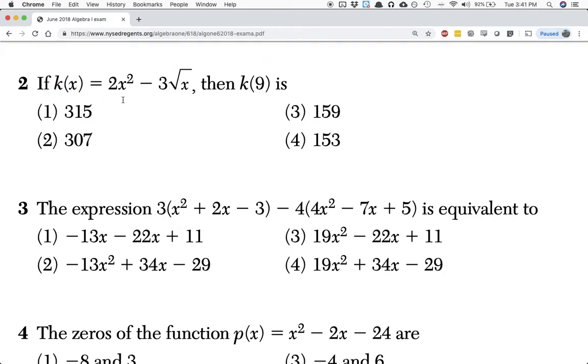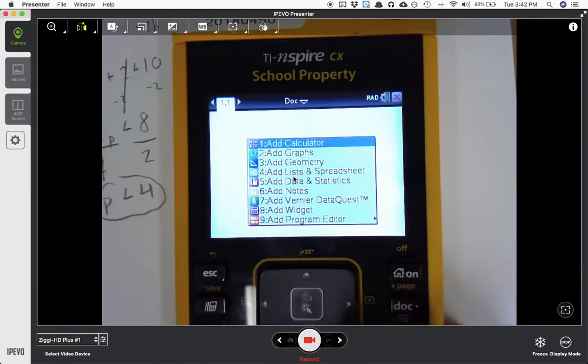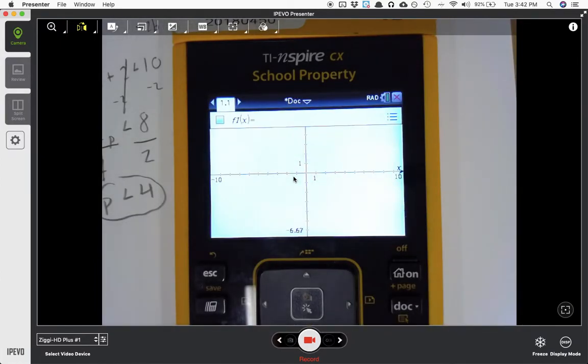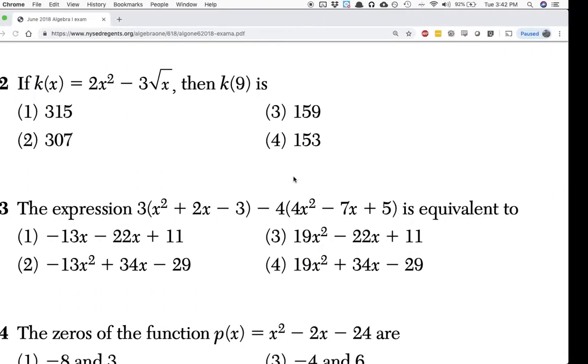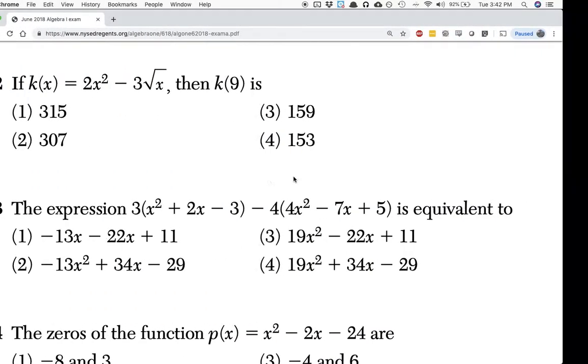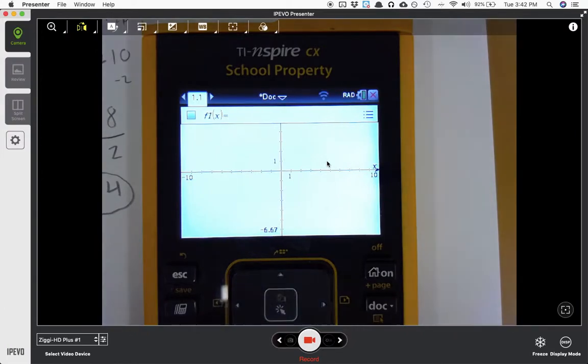all right, all else fails, I know I can go to my graph. So I'm going to go to my graph. I will add a graph, and I'm going to just plug in the function, right? So I've got 2x squared minus 3 root x. So 2x squared minus 3 square root of x.